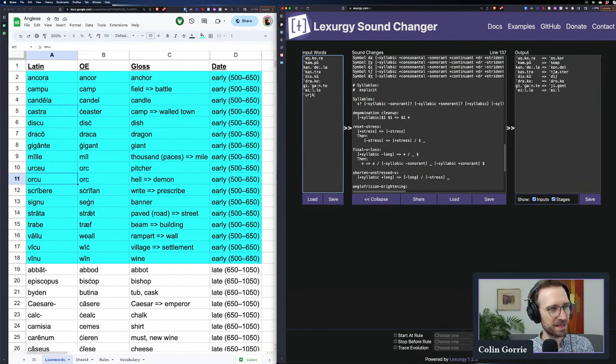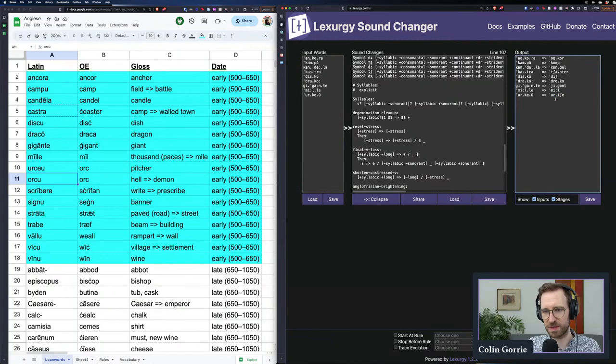And then let's put in Urkeu. So this is going to be interesting, because we're going to need to palatalize, we're going to need to turn this Urkeu into Urkeu so that it will be deleted by the final vowel deletion rule. And let's see what happens without anything else. Yeah, we get Urche, which is not what we want.